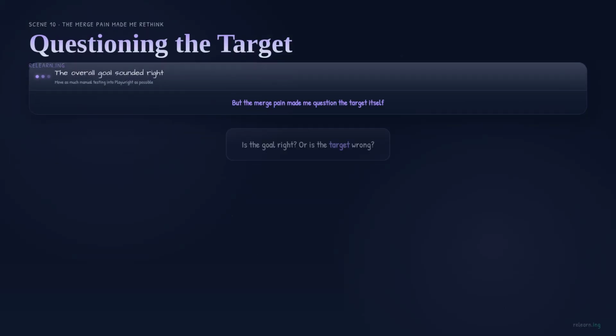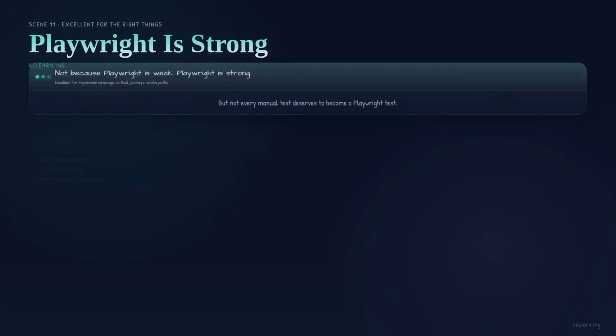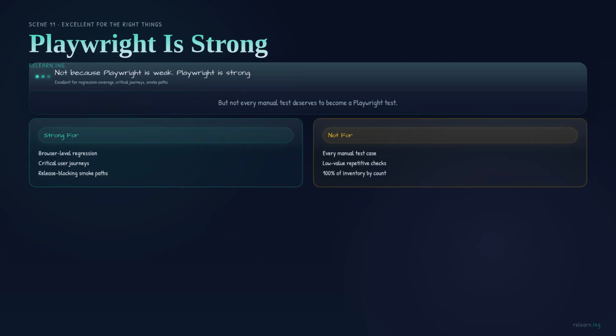Part of what made this difficult is that the overall goal sounded right: move as much manual testing into Playwright as possible. But the more I worked through the merge pain, the more I started questioning the target itself. Not because Playwright is weak, Playwright is strong. It is excellent for browser-level regression coverage, critical user journeys, and release-blocking smoke paths. But not every manual test case deserves to become a Playwright test.